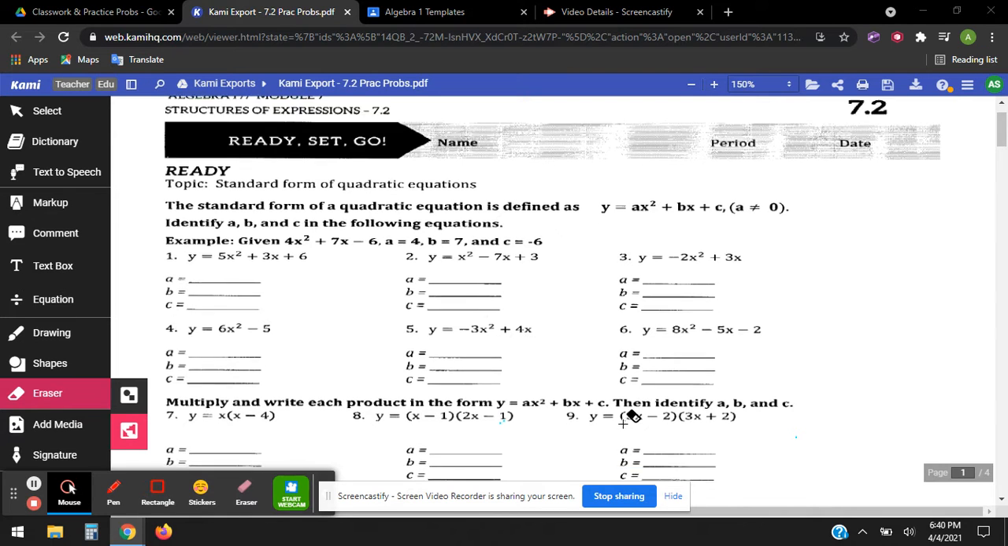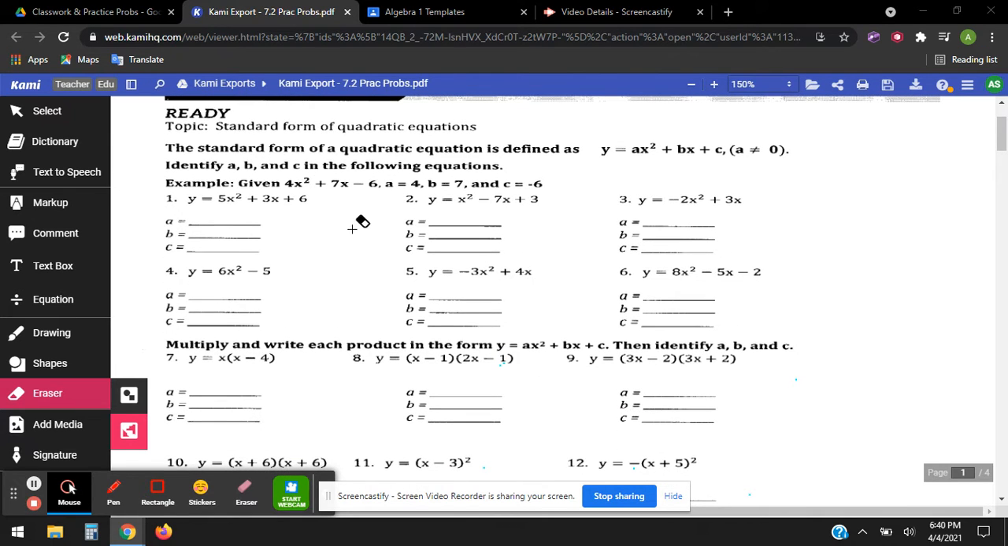So first of all, we're going to take the standard form of this quadratic equation, ax squared plus bx plus c, and just identify a, b, and c. So right now, we are going to start with a is 5, b is 3, and c is 6. A, b, and c. Okay.